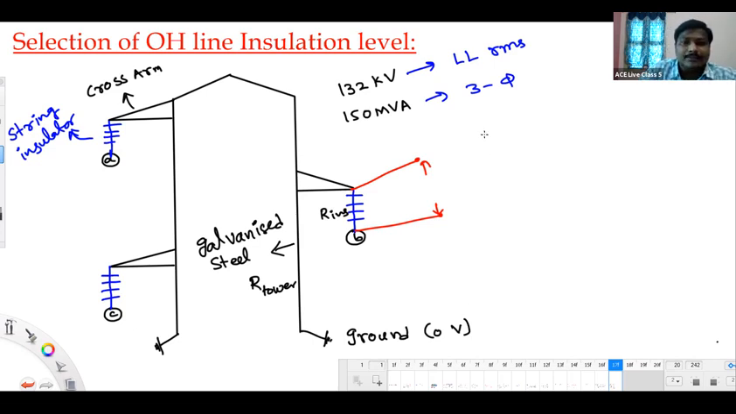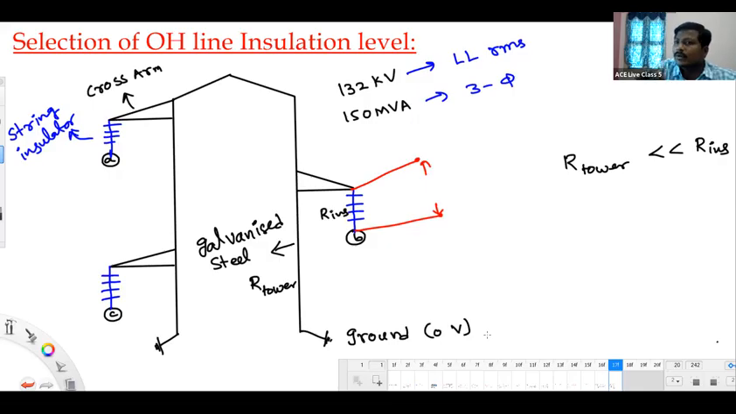Next, let's continue. Now what I can say is conductor B is connected to ground through two resistances. One is the insulation, the next one is the tower. But how is the tower resistance value compared to the insulation resistance? It's very, very low, negligibly small. Tower resistance will be negligibly small compared to the insulation resistance.